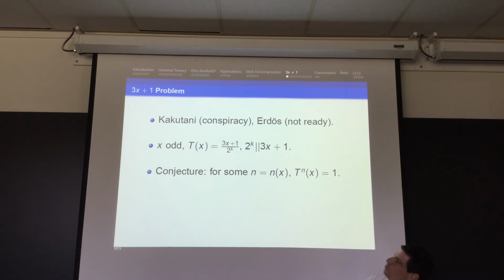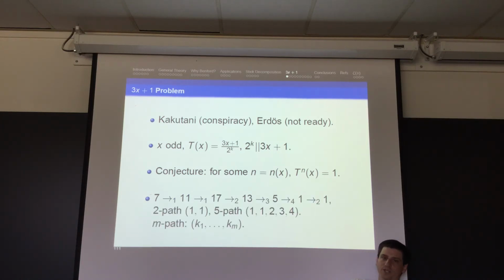So if x is odd, we multiply it by 3, add 1, and then we remove as many powers of 2 as we can in one step. It's just a faster way of defining things. The conjecture is that no matter what number you start with, eventually you will iterate to 1. So if we have 7, we can just keep iterating. And these subscripts are telling us how many powers of 2 we pull out. So this is called the m-path.